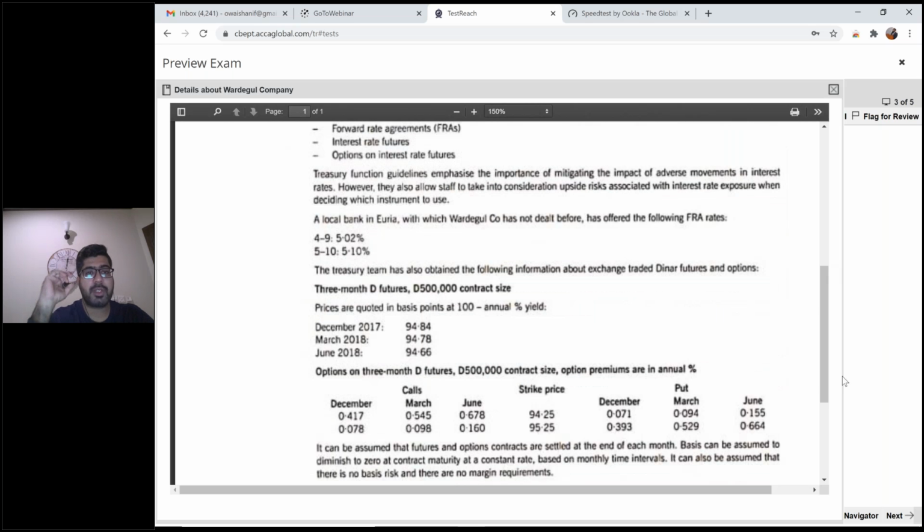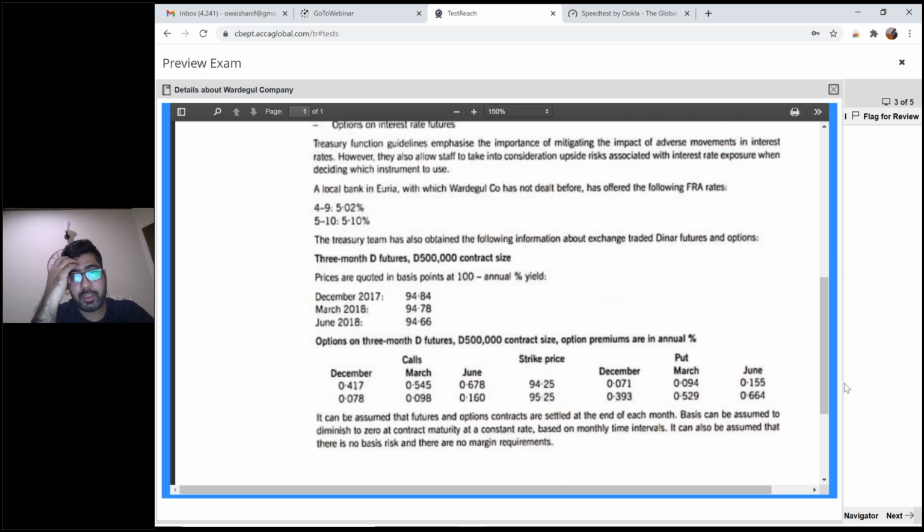You were given information about a local bank in your area with which Vertical has not dealt before, which has offered the following FRA rates: 4-9, 5.02, and 5-5. The treasury team has also obtained the following information about exchange traded dinar futures and options. 3-month futures are dinar 500,000 contract size. Prices are quoted in basis points as 100 minus percentage. December, March, June futures are given. Options data: 500,000 contract size. Premiums are in percentage. There were 2 strike prices given, 94.25 and 95.25, and you were given the premiums for calls of 3 months and puts of 3 months.